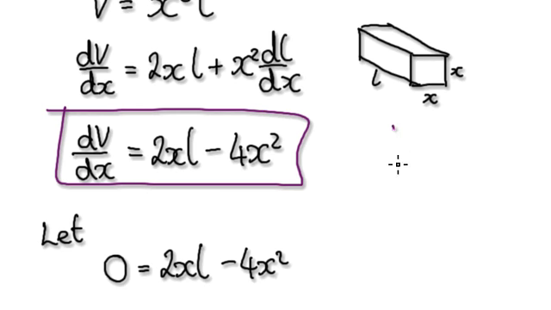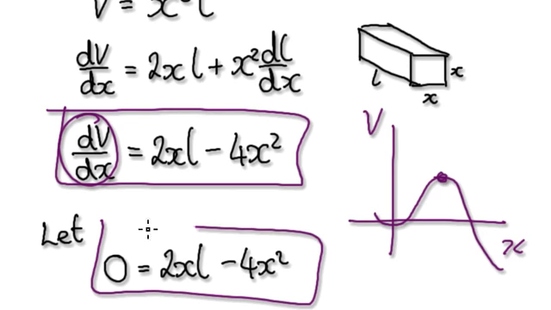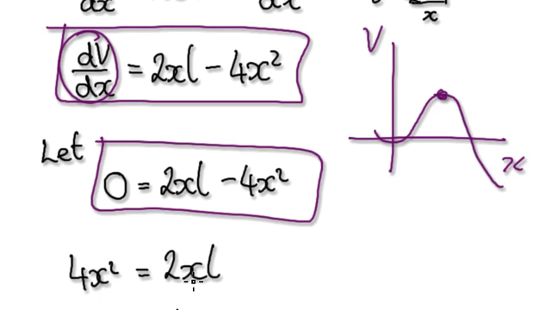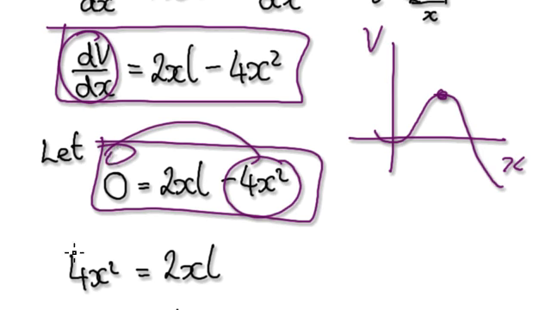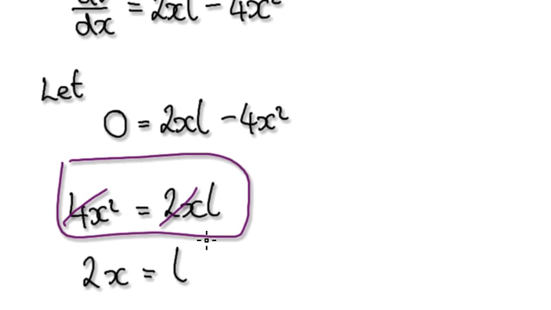want to know where. Don't forget, at the moment we've got a graph of volume versus X. So we've got this graph at the moment. So we want to find out where this thing here would be 0. So set the whole thing to be 0 like this, and then add this to both sides. So that will then take you to here, and then that would then take you to here.